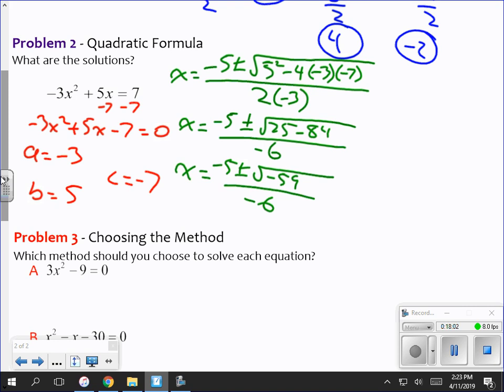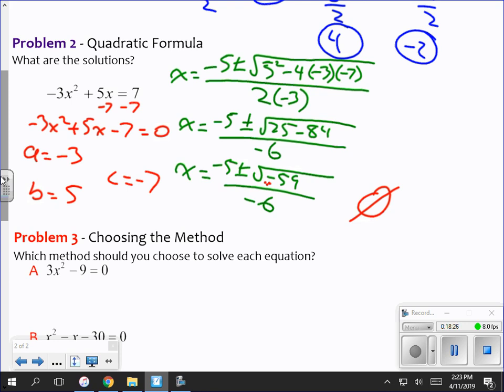So because of this negative, there's no solution. However, on the test, if this were a problem, you would need to work it out here before you told me there was no solution. If that was positive, you would just leave it like it is and you're done.